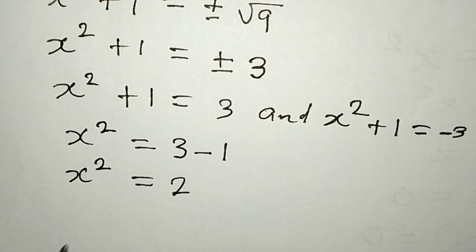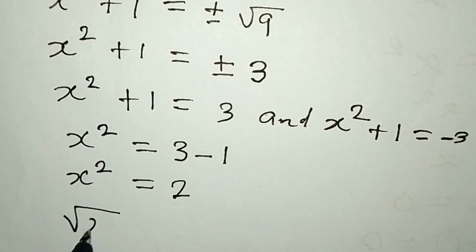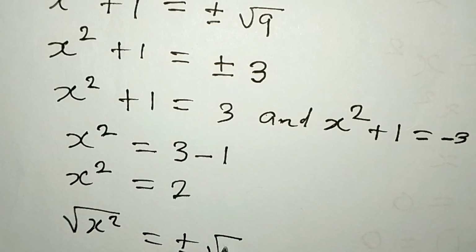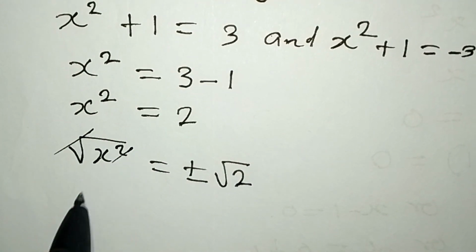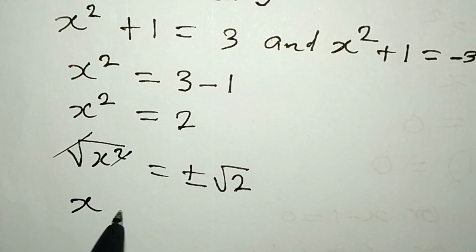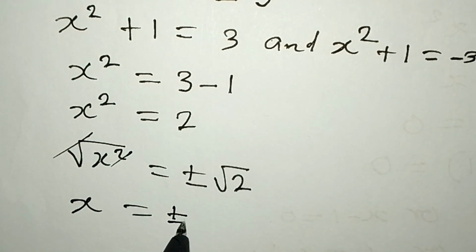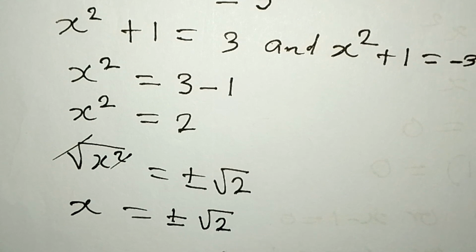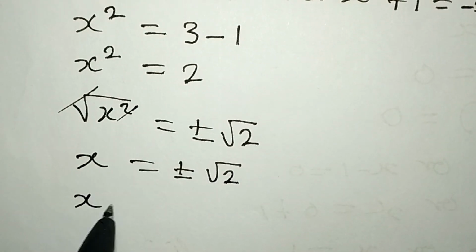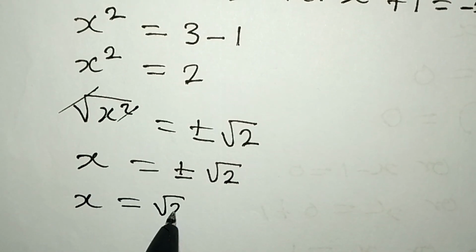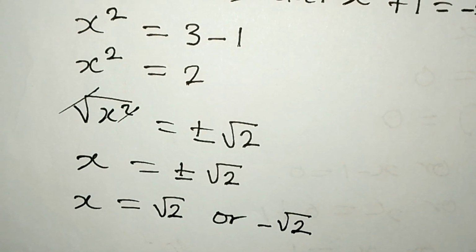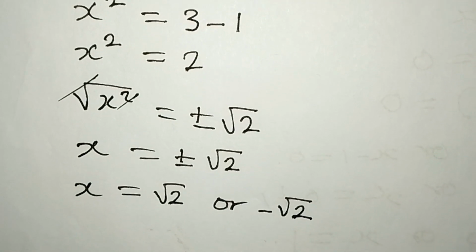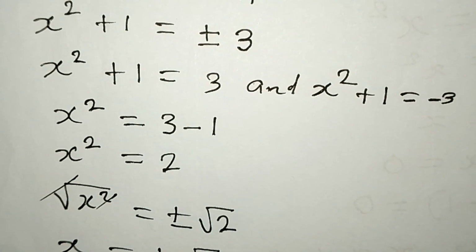Okay, so the next thing is to take the square root of both sides again, so that the square root will cancel the square, and this is it. X is now equal to plus or minus square root of 2. And this equally means that x is equal to root 2 or negative root 2, because we are supposed to have two values because of the plus or minus.